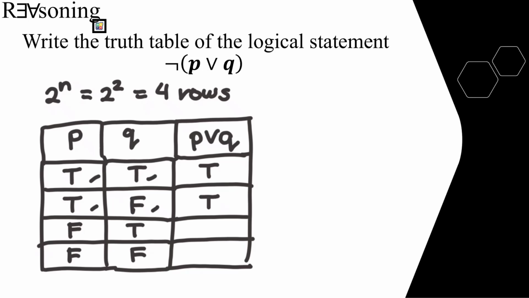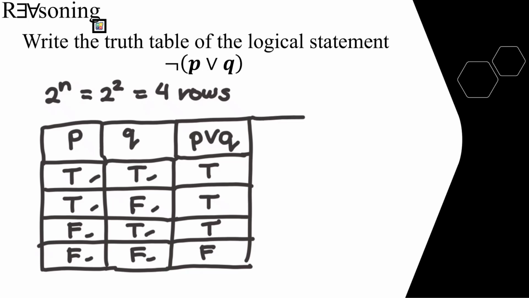For our third row, false and true propositions. So regardless of proposition p being false, since our proposition q is true, the resulting disjunction of both is also true. And finally, for our last row, false and false, since there is no true proposition, automatically the result is false. Now, we are not yet done because the entire logical statement is the negation of the disjunction.